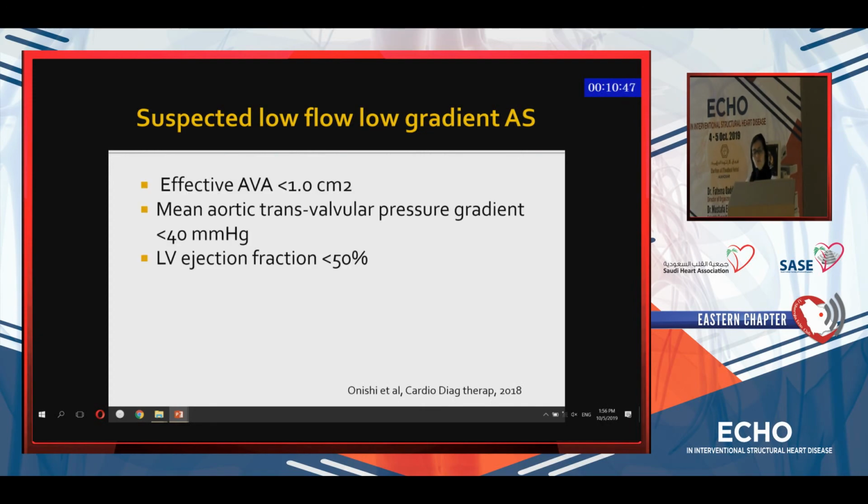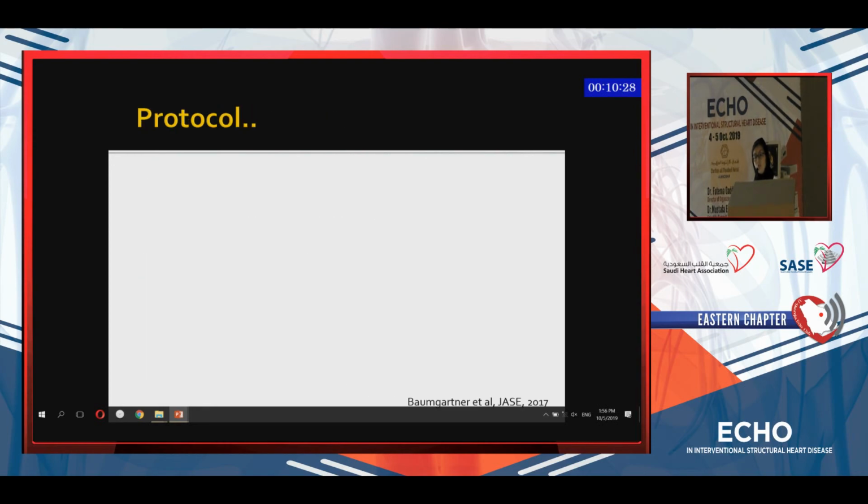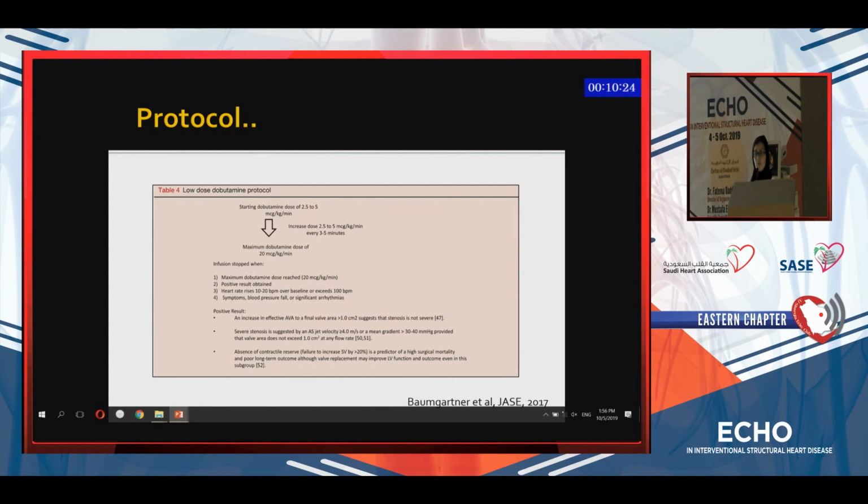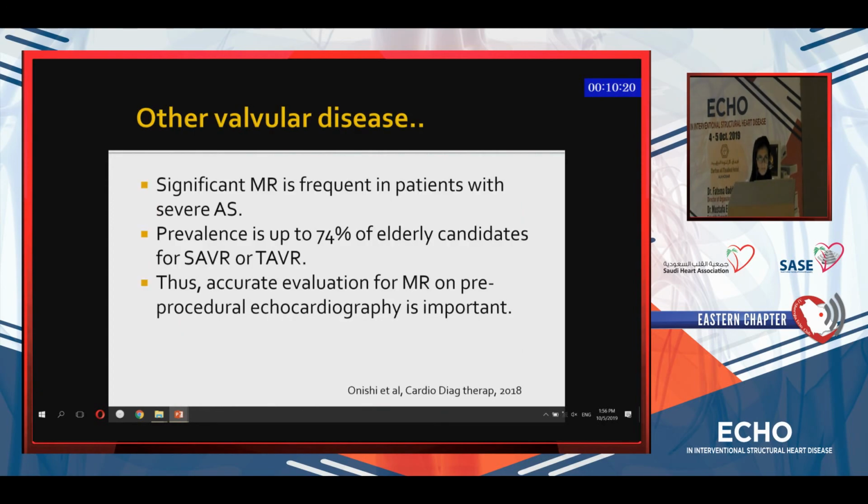So what is low flow, low gradient aortic stenosis? It's when you have a low valve area consistent with severe aortic stenosis, but your gradient is discordant to that. So your gradient is lower than expected, and you have a low ejection fraction. Here, you need to entertain doing a low-dose dobutamine stress echo to make sure that you identify whether this is true or pseudo-severe aortic stenosis.